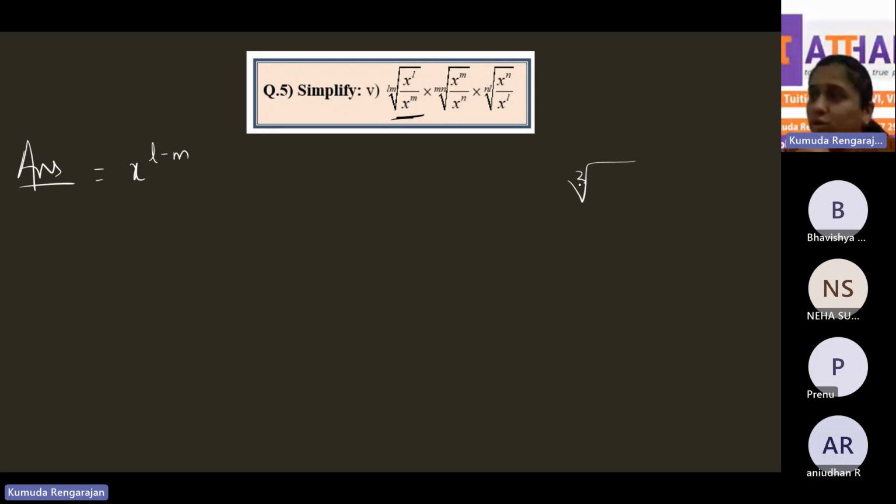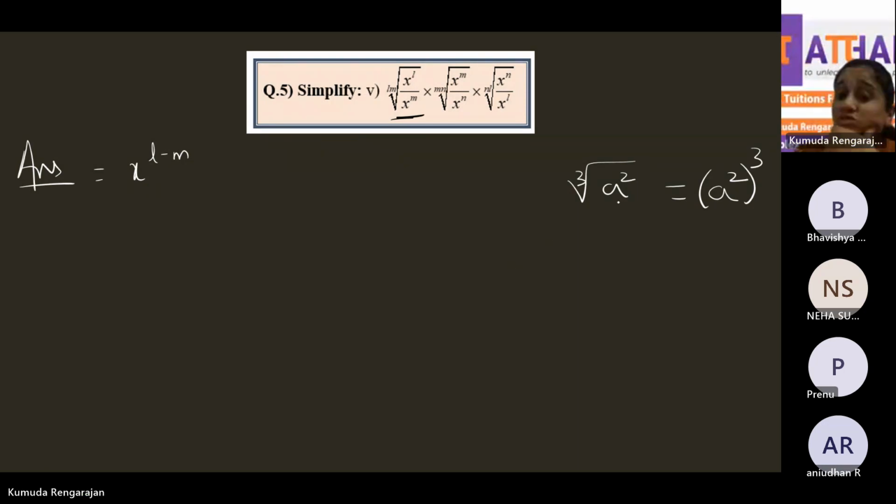So if it is cube root of A, you're saying it is A. If it is cube root of A square, you're saying it is A square. You're writing A square as it is, and you're saying bracket 3 like this. It's not the same, no? This is cube root. This is whole cube.